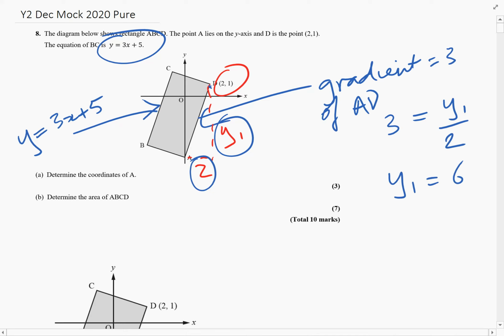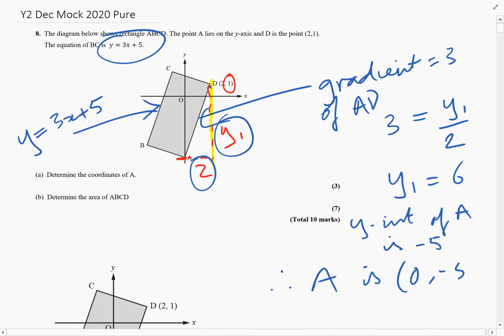So this height from here to here is going to be 6. Since D has a y value of 1, if we subtract 6 away from that, that will give us a value down here of minus 5. So the y-intercept of A is going to be minus 5. And so therefore, point A must be 0, minus 5.